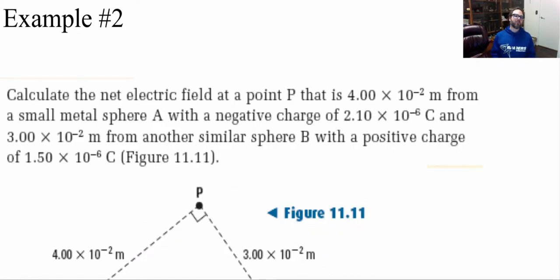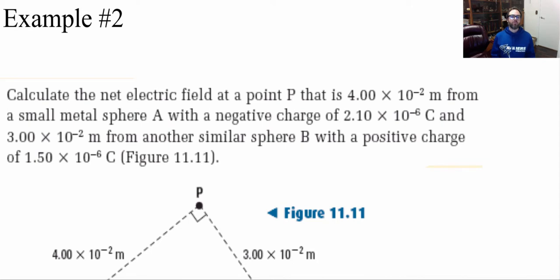So our second example today is going to be in 2 dimensions. In this example, we are to calculate the net electric field at point P, that is 4 times 10 to the negative 2 meters from a small metal sphere with a negative charge of 2.10 times 10 to the negative 6 coulombs.